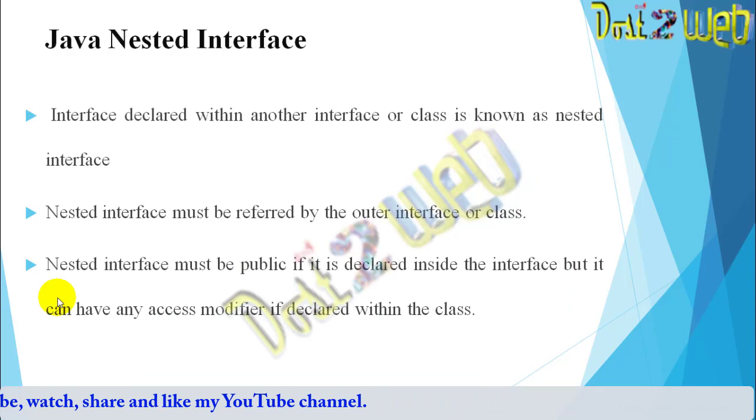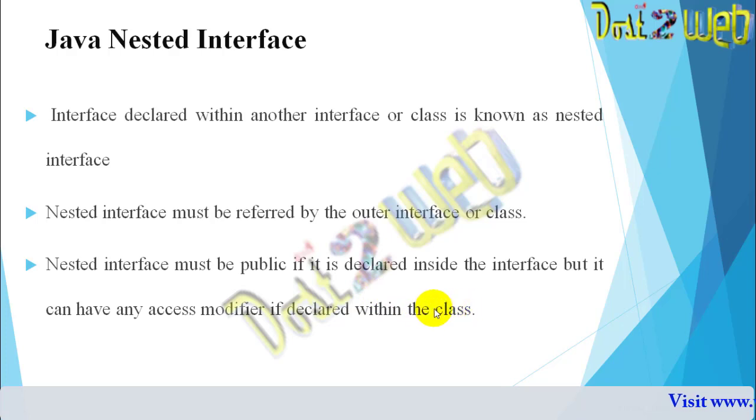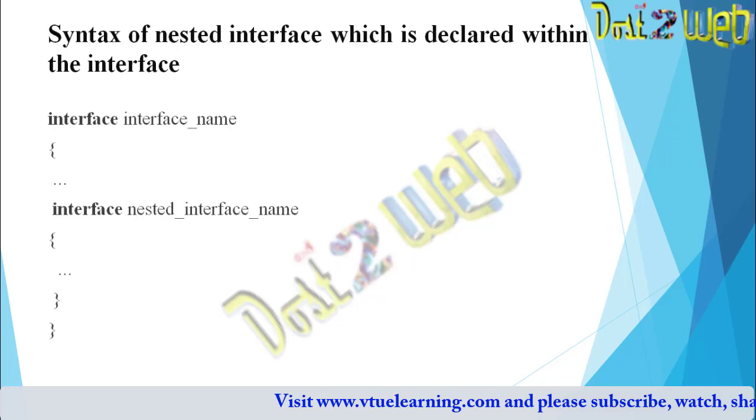Next, a nested interface must be public. Whatever interface you are going to nest should be public if it is declared inside an interface, but it can have any access modifier if declared within a class. One very important thing to remember: if you want to use any access modifier for the interface, it should be within the class. If you want it public, it should be declared inside the interface.